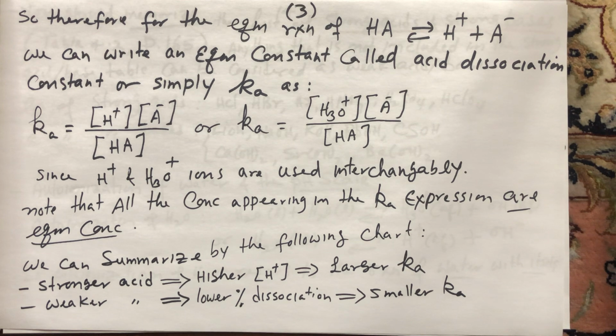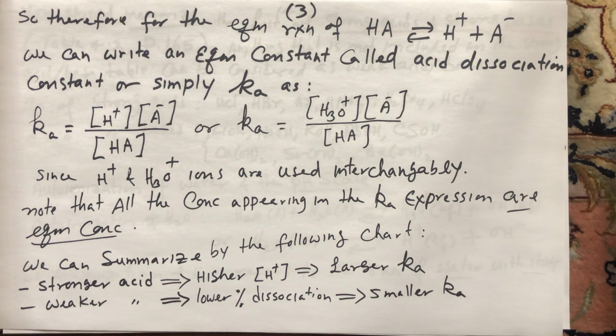Now, your author may write the same Ka expression as H3O plus A minus divided by HA. So as you can see, H3O plus and H plus are basically the same thing. So from now on, I'm just going to stick with H plus instead of H3O plus, okay? But just in case you see H3O plus in the textbook, don't be alarmed, because that is the same as the H plus that I'm writing here. And again, all the expressions in the Ka are equilibrium concentrations.